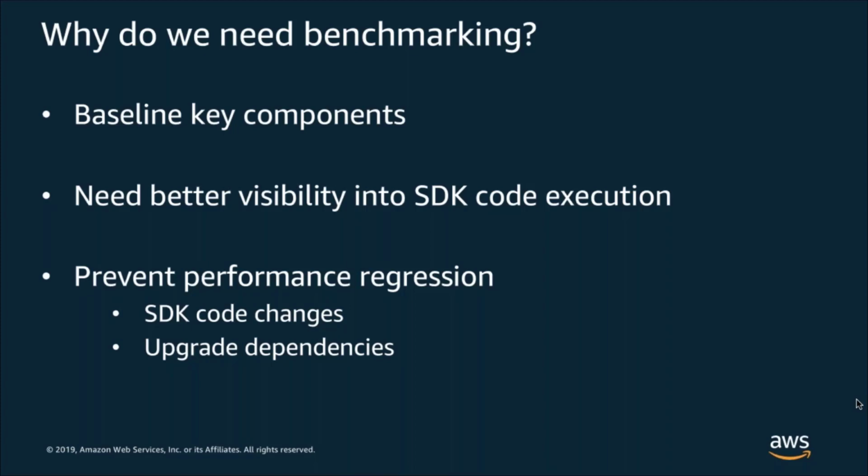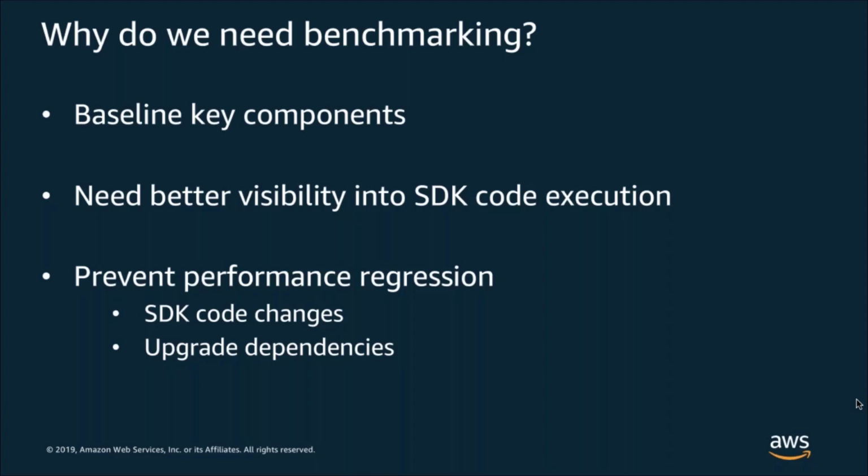The other reason is to prevent performance regression. There are mainly 2 sources of performance regression. The first one is SDK code changes. In the past, we've relied on code reviews to catch any suspicious code that looked like it would cause performance regression. While that works most of the time, it is not 100% reliable. It is possible a simple line of code change gets overlooked and ends up causing increased latency in customers' applications.